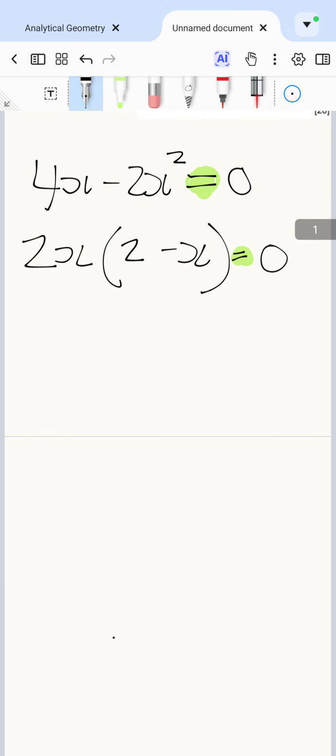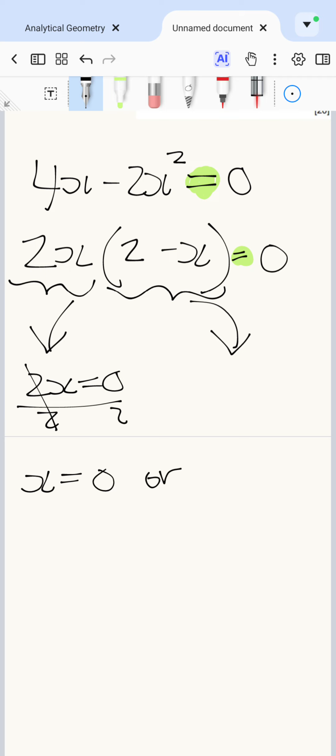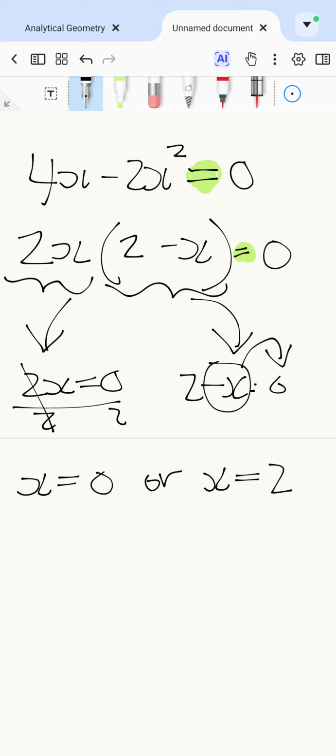Okay, so now what do we have? Again, like question 1.1, you have two things, something multiplied by something equal to 0. So you take the one and you take the other one. So you're going to say 2x is equal to 0. Let's divide all of this by 2. So x is equal to 0, or the other one on the other side, this looks exactly like question 1. And you're going to add this on both sides, so you're going to end up with x is equal to 2.